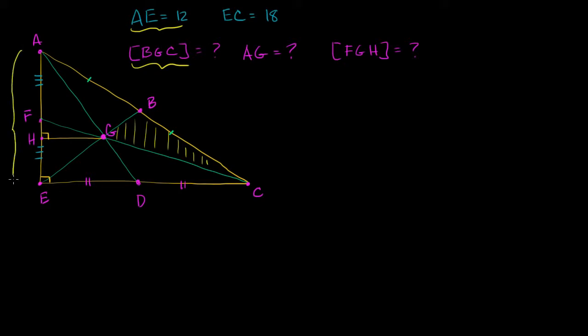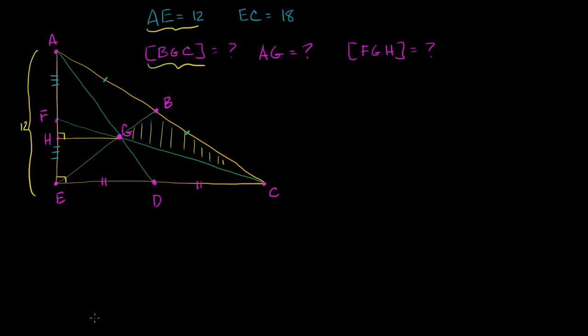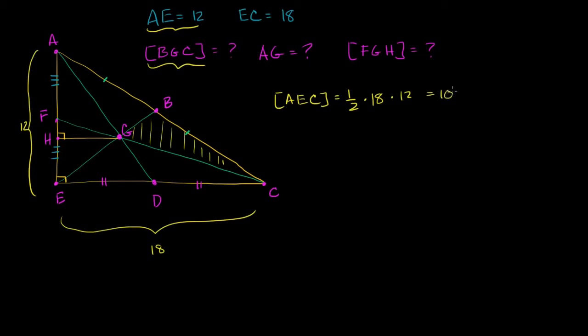AE, this entire distance right over here, is going to be 12. This entire distance right over here is 18. They tell us that. So the area of AEC is going to be equal to 1/2 times the base, which is 18, times the height, which is 12, which is equal to 9 times 12, which is 108. That's the area of this entire right triangle, triangle AEC.